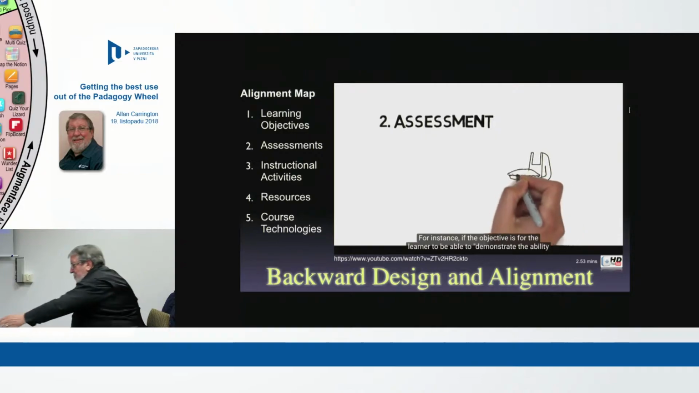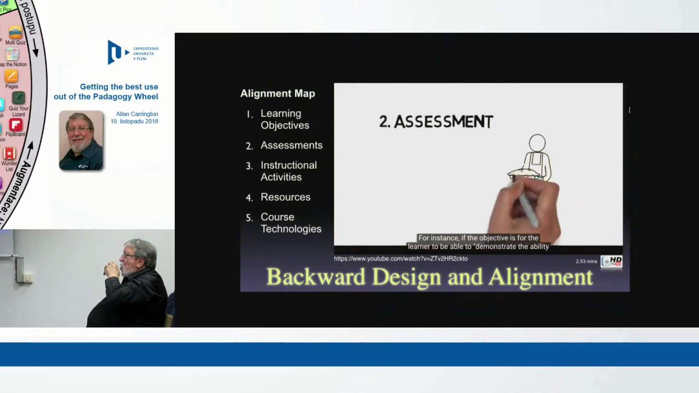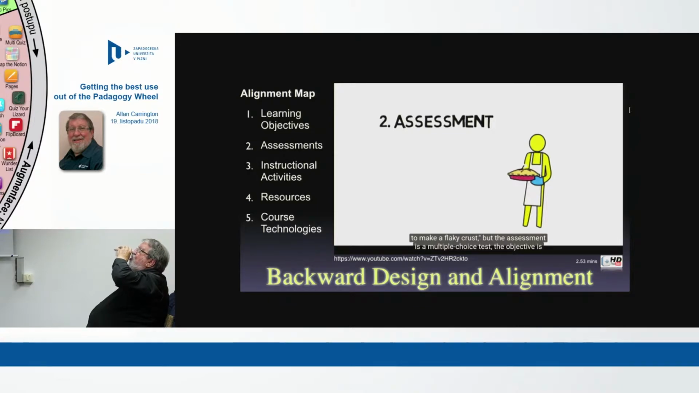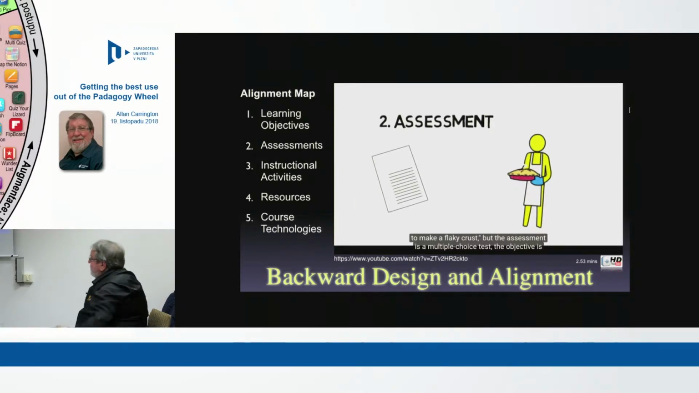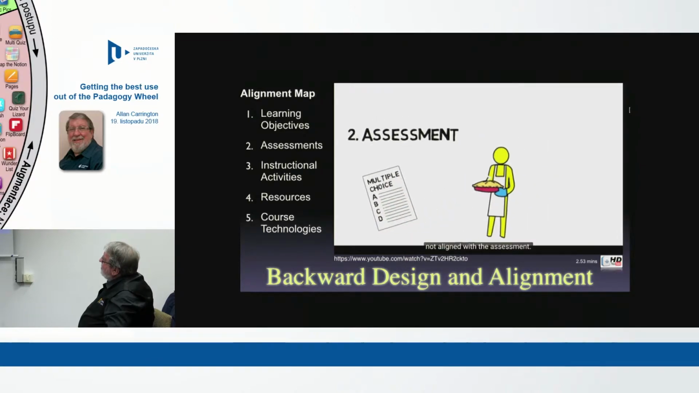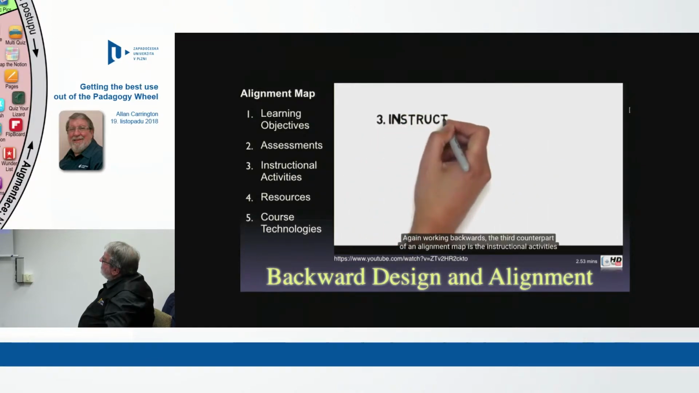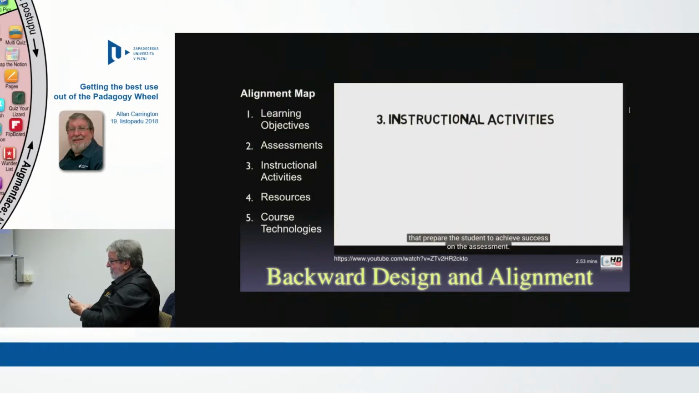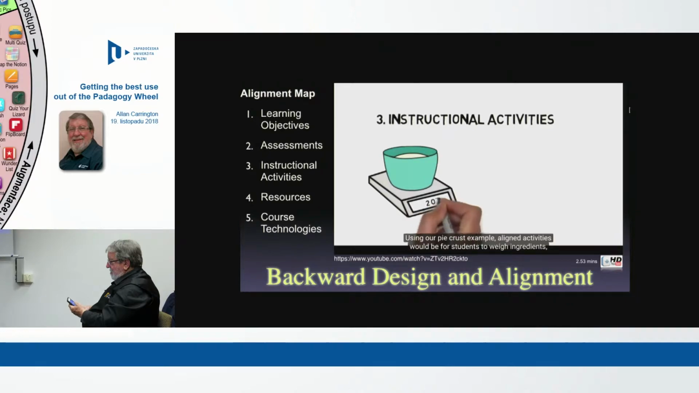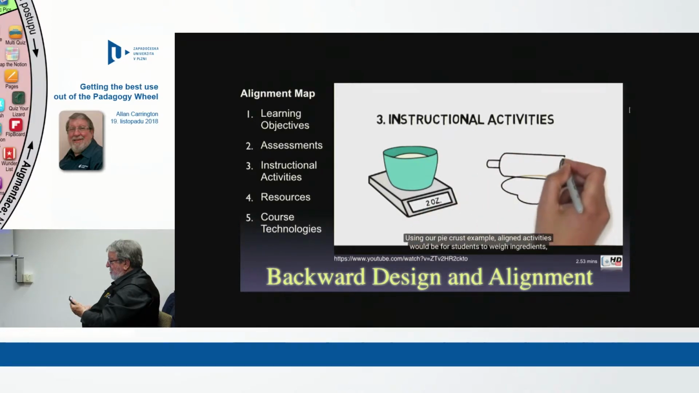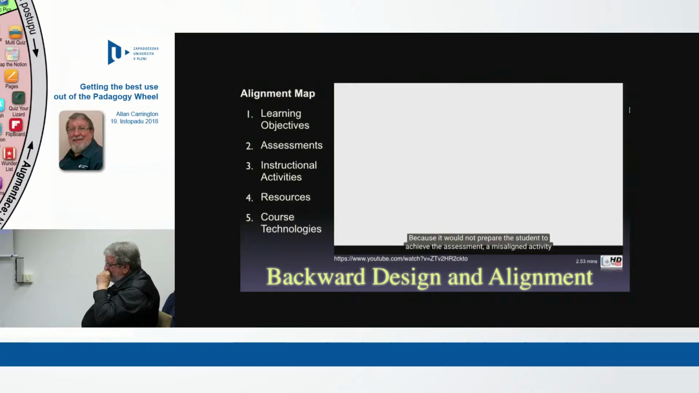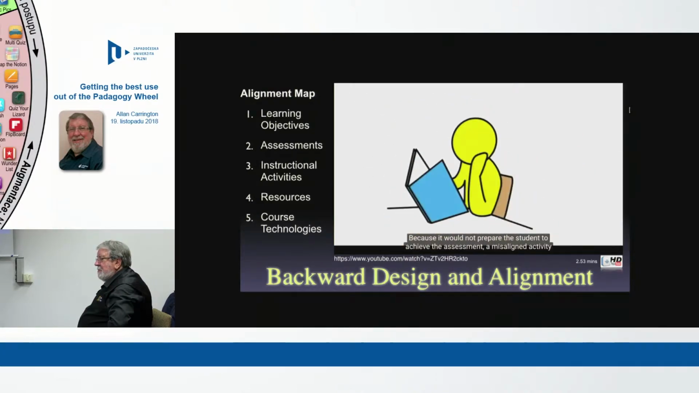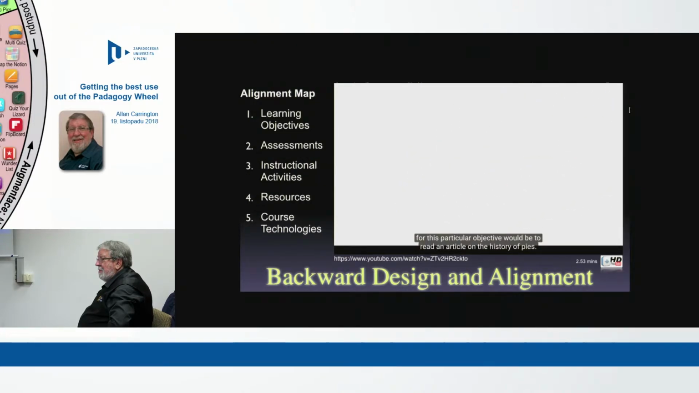For instance, if the objective is for the learner to be able to demonstrate the ability to make a flaky pie crust, but the assessment is a multiple choice test, the objective is not aligned with the assessment. Again, working backwards, the third counterpart of an alignment map is the instructional activities that prepare the student to achieve success on the assessment. Using our pie crust example, aligned activities would be for students to weigh ingredients, roll pie dough, etc. Because it would not prepare the student to achieve the assessment, a misaligned activity for this particular objective would be to read an article on the history of pies.